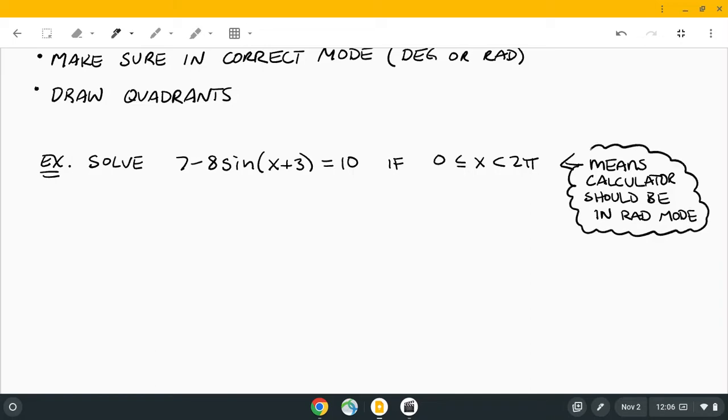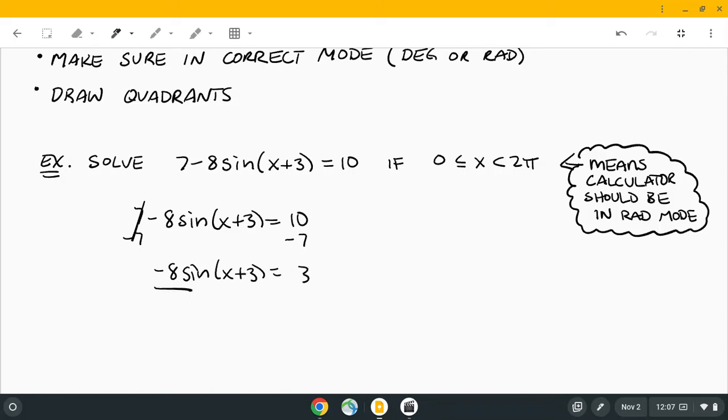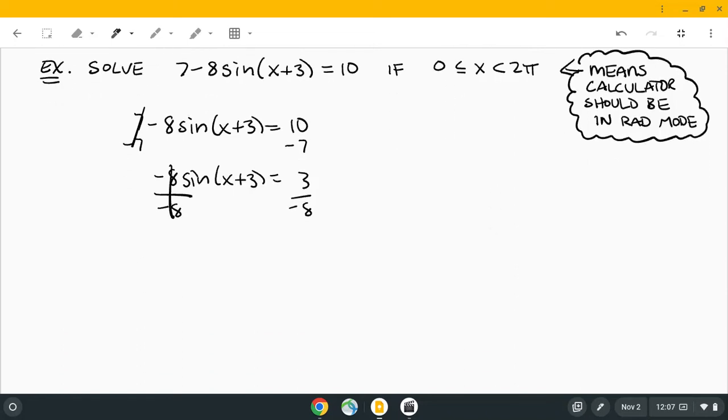If that were in degrees, then of course you would be in degree mode. So let's go ahead and bring this down here. 7 minus 8 sine x plus 3 equals 10. Same as before, we want to get the trig function by itself, so I'm going to subtract 7. Negative 8 sine x plus 3 equals 3. Divide both sides by negative 8. They cancel out. So we get sine x plus 3 equals negative 3 over 8.